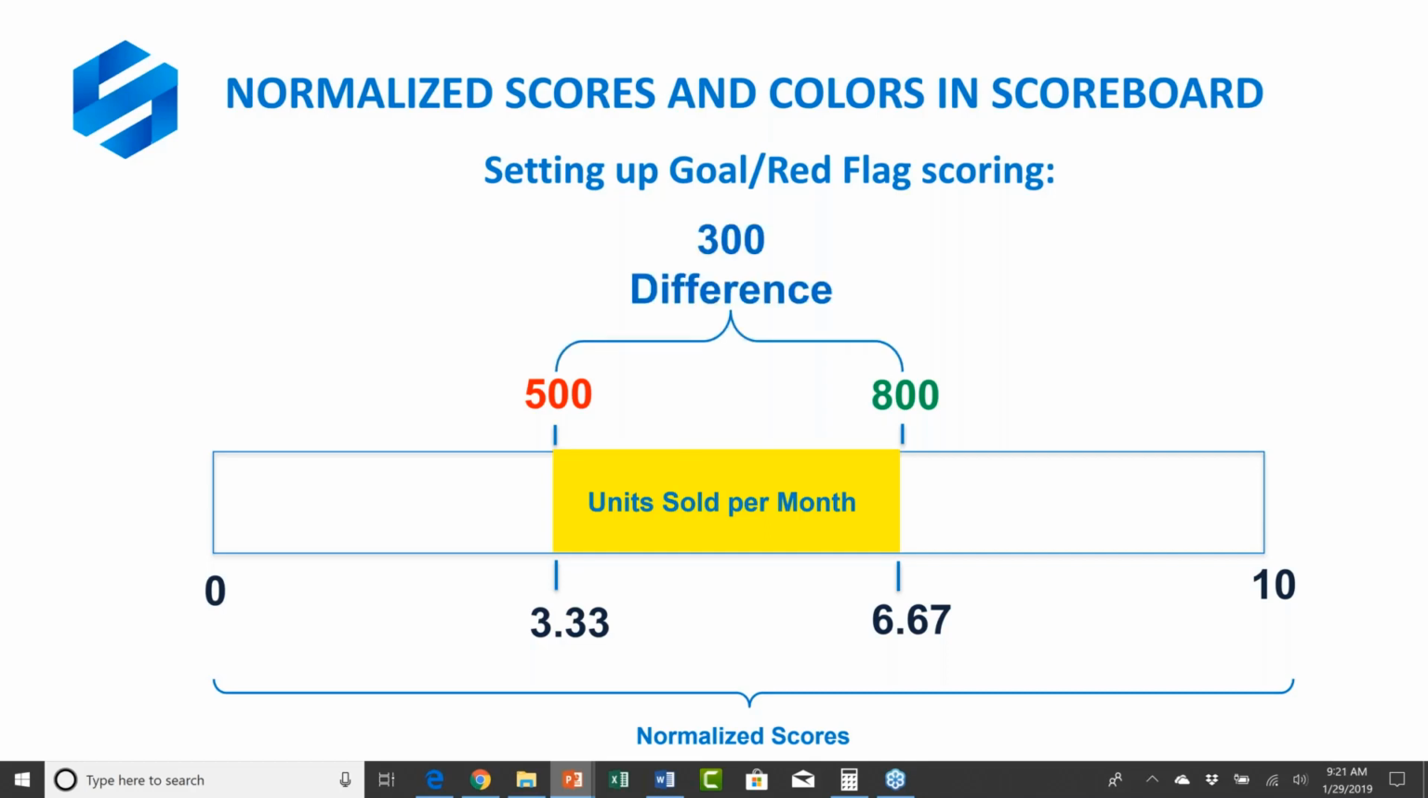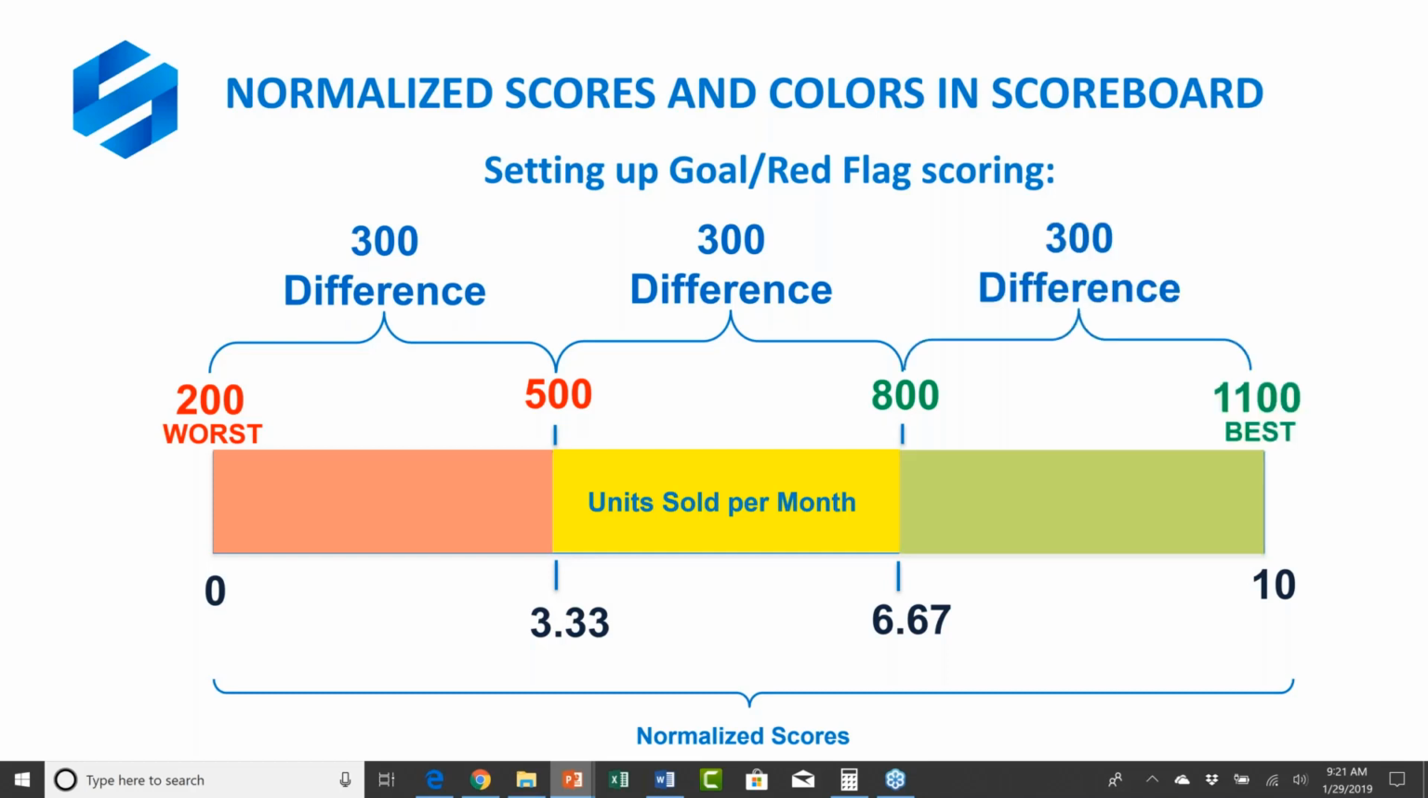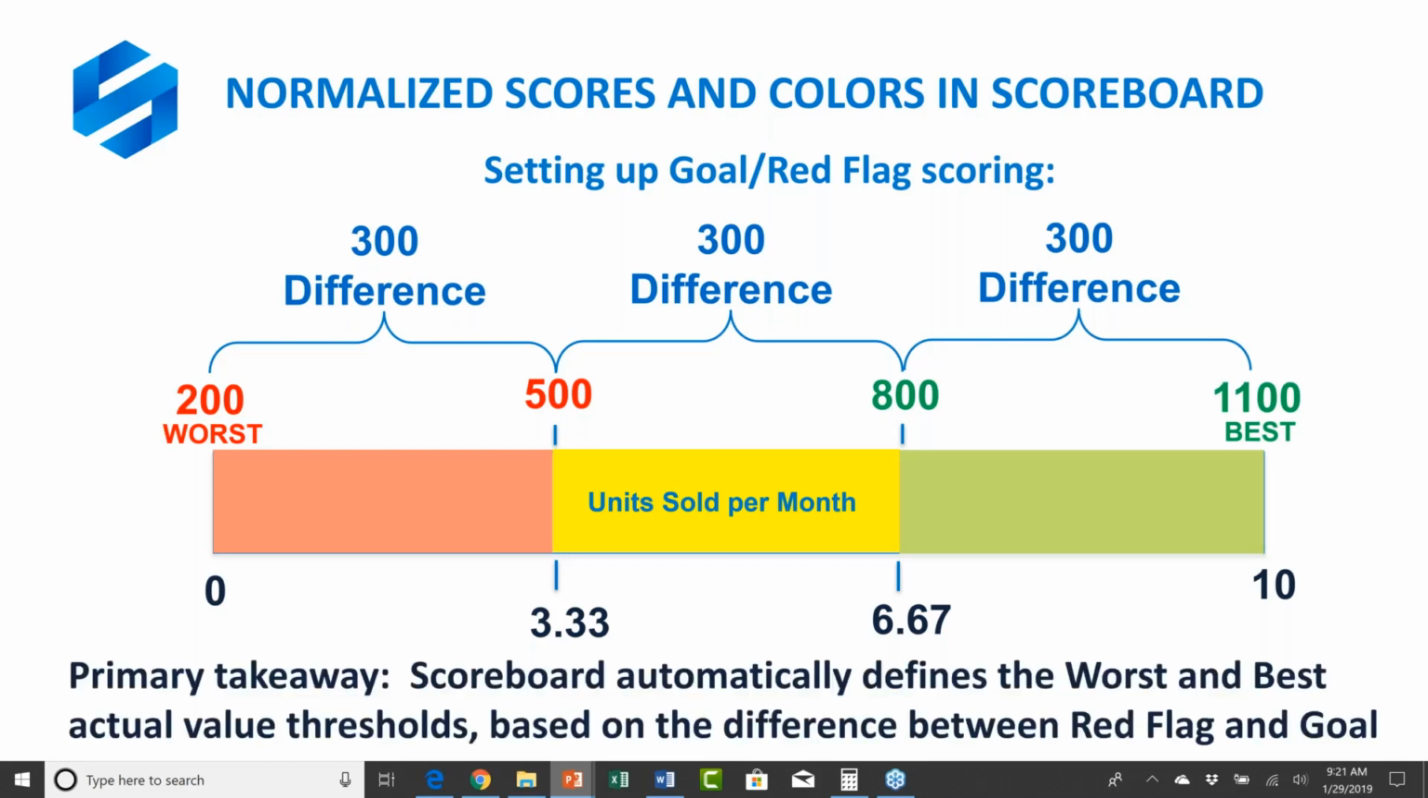Scoreboard also acknowledges the difference between the goal and the red flag, the numeric delta, if you will, between those two numbers. And it logs that and then automatically uses that same difference number to systematically define the worst threshold or the worst value, which in this case, of course, 500 minus 300 is your 200 as a worst threshold. And then it adds that same difference to the goal value to define the best threshold, in this case of 1100.